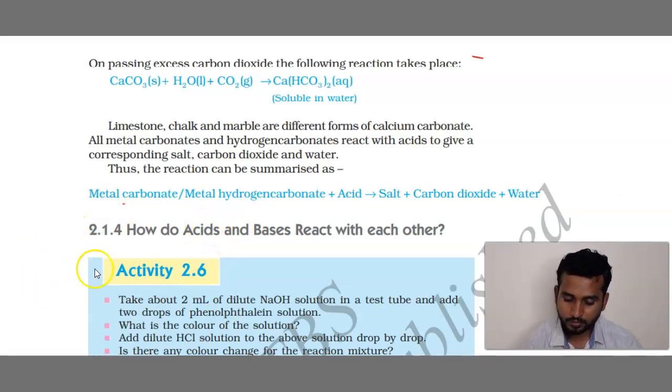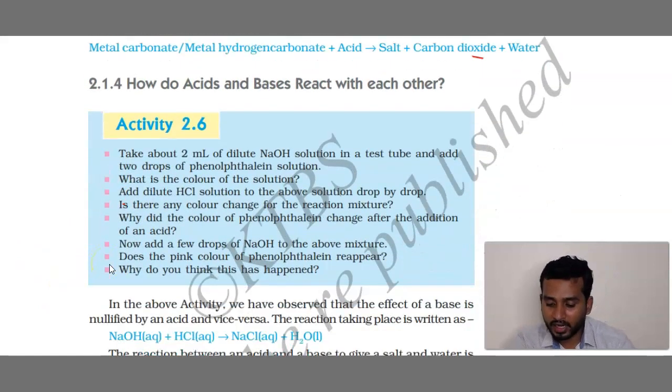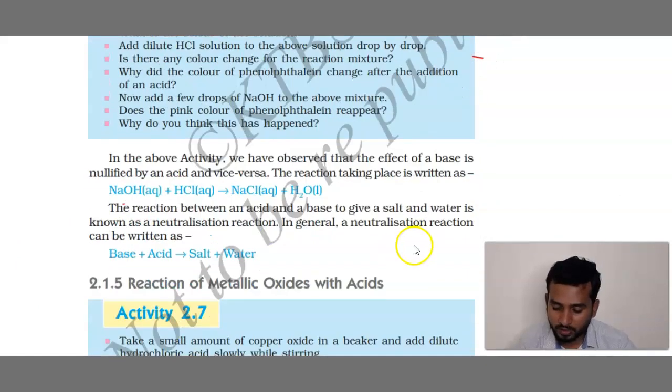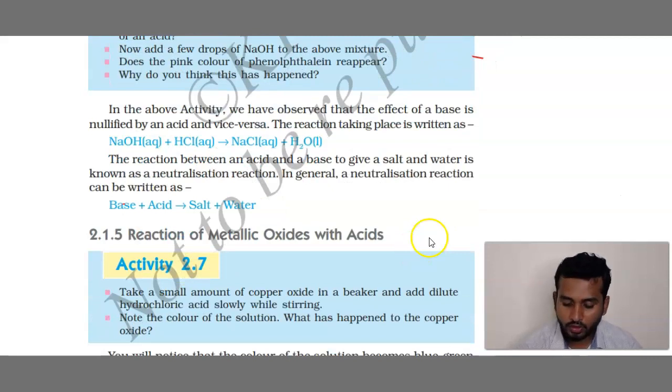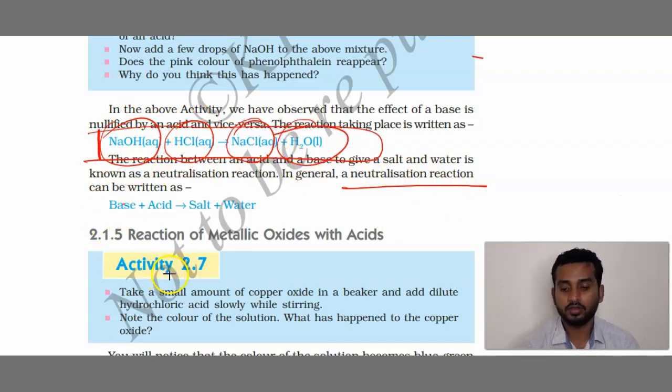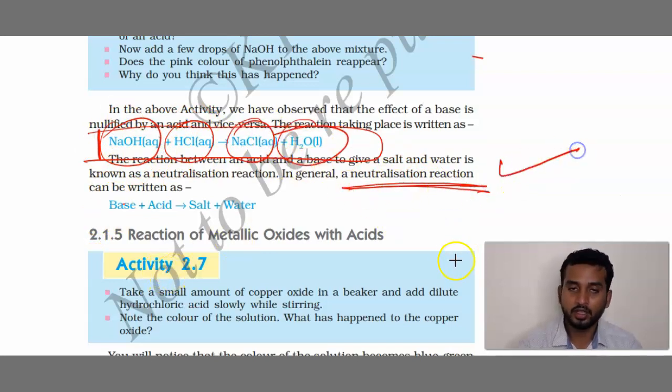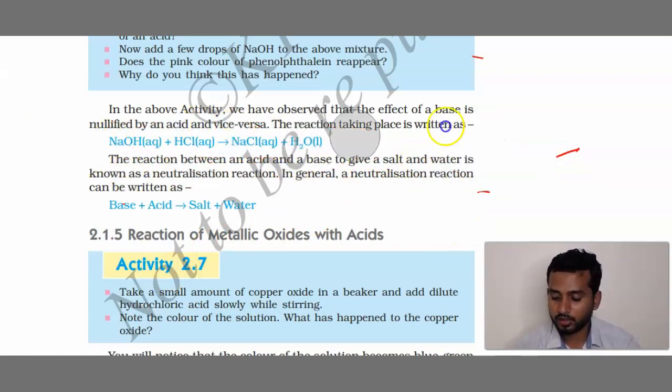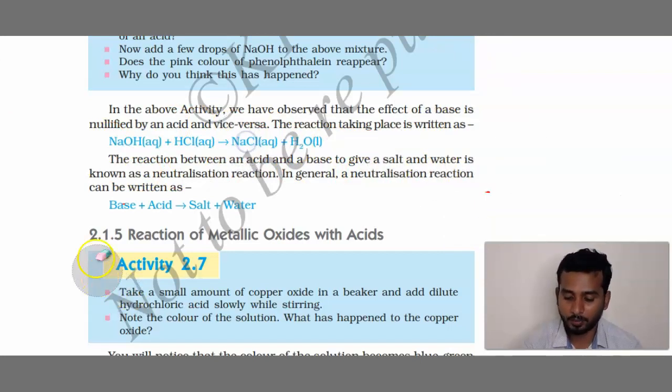Done? Good. Now how do acids and bases react with each other? For this you just have to remember the main concepts. When sodium hydroxide reacts with hydrochloric acid, it gives sodium chloride and water. So you have to define what a neutralization reaction is. When an acid reacts with a base, it gives salt and water. That process is known as a neutralization reaction. This question is very important. They may ask you what a neutralization reaction is. Give an example. You can give this example.